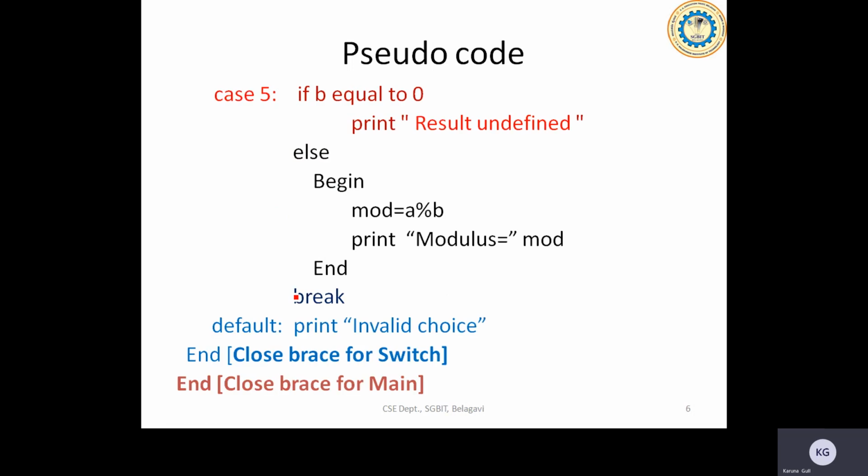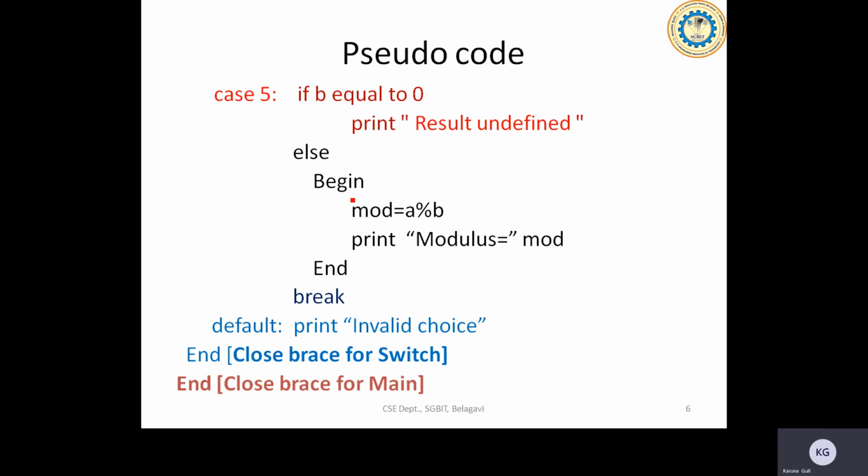In a similar fashion, we'll write the modulus operation also. If b is equal to 0, then print result is undefined, because again it is divide by 0. Sometimes it is up to you whether you want to go ahead with 0, because we are going ahead with the remainder. So it is left to the individuals. Usually if the denominator is 0, we assume that it is not the right way of taking the data.